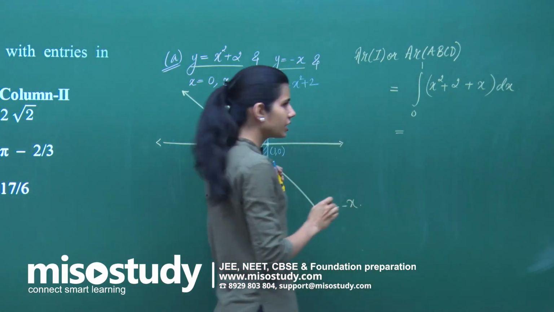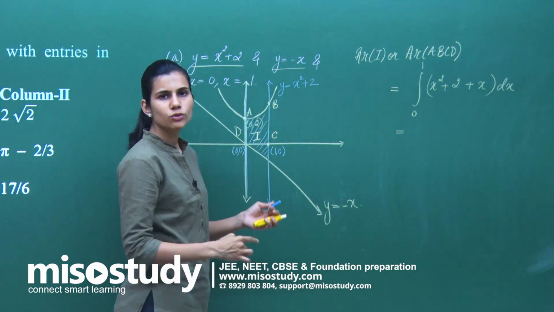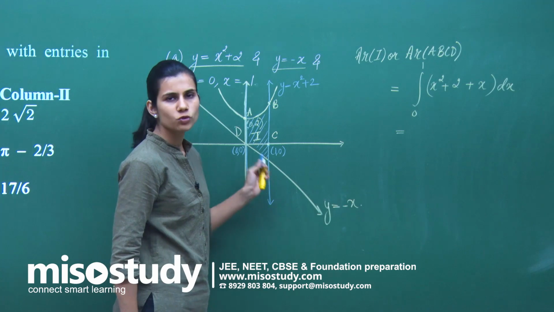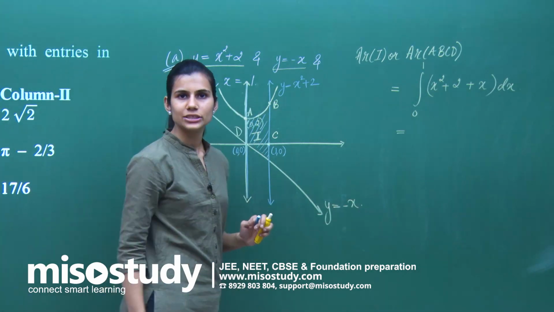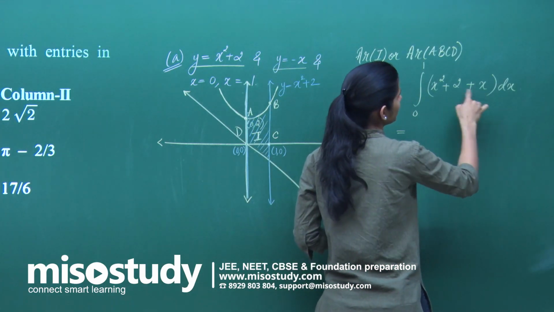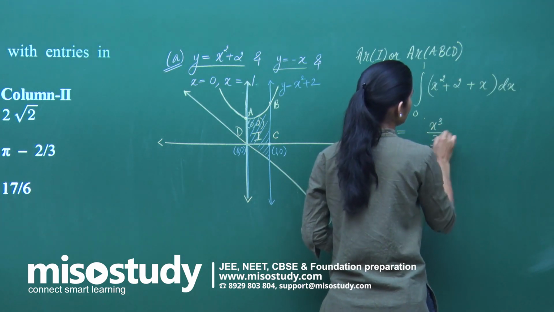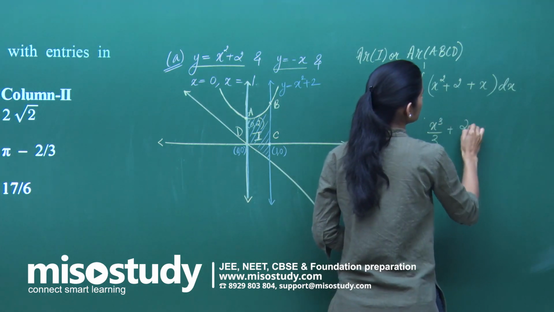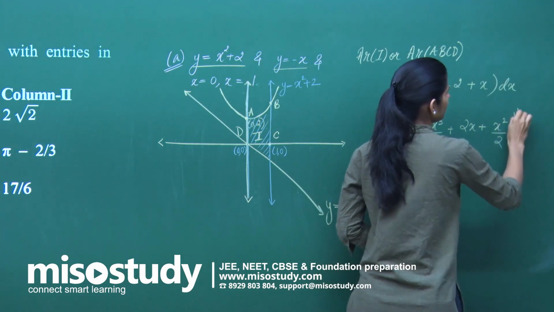There is no symmetry. It's not that I can find half of it and then double it to get the complete area. So we have to find the area of this complete shaded region in one go. Now this is very, very simple. x squared plus x plus 2. You can integrate x squared, it will give you x cubed by 3. Integration of 2 is 2x. Integration of x is x squared by 2, from 0 to 1.